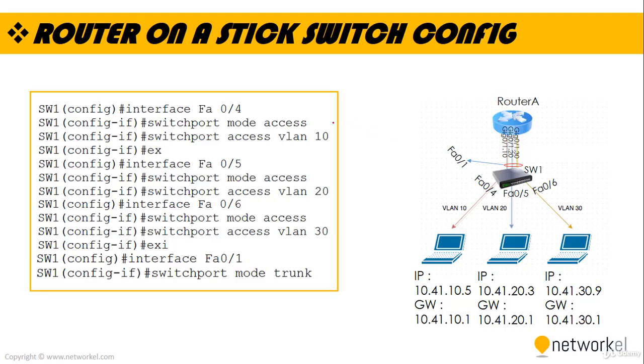On the switch side, on the related interfaces, I'm assigning my VLANs to the interfaces, as you can see. For example, interface 4 will belong to VLAN 10, interface 5 will belong to VLAN 20, and interface 6 will belong to VLAN 30. Then FastEthernet 0/1 will be configured as a trunk port because that's going to carry VLAN 10, 20, and VLAN 30.